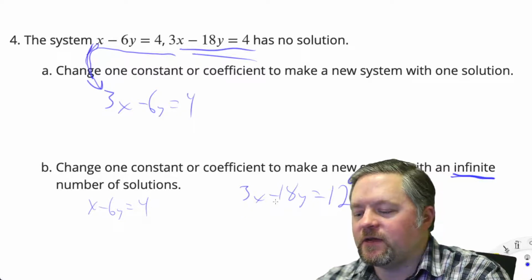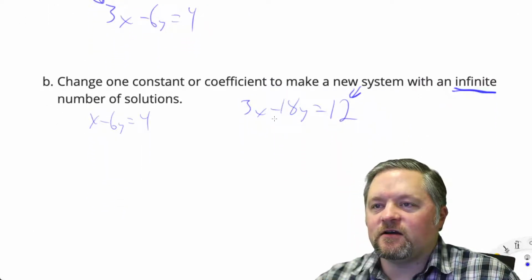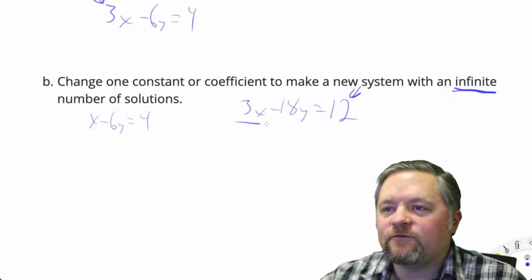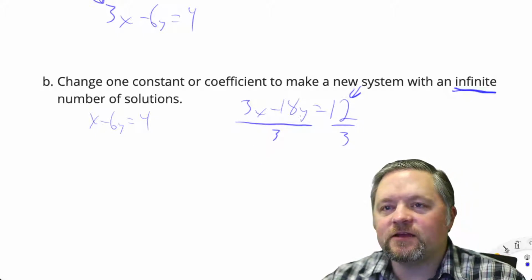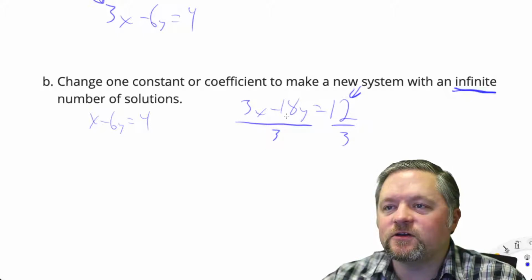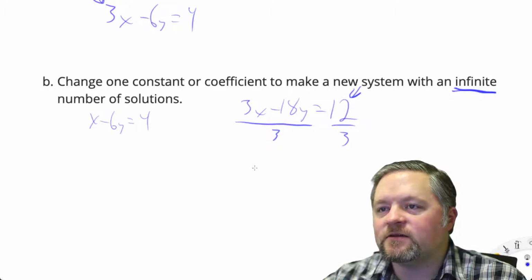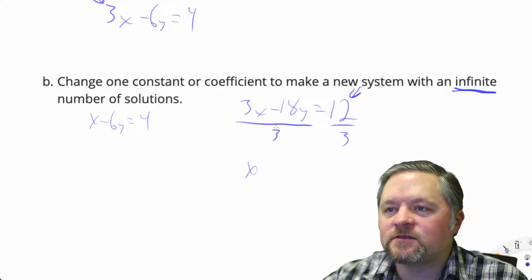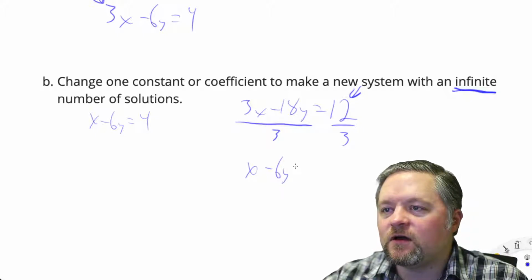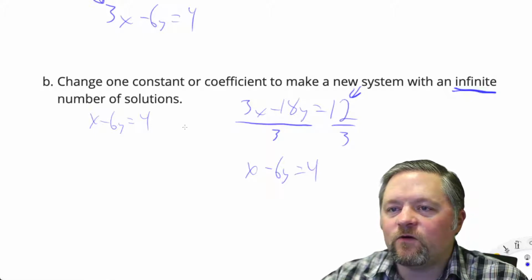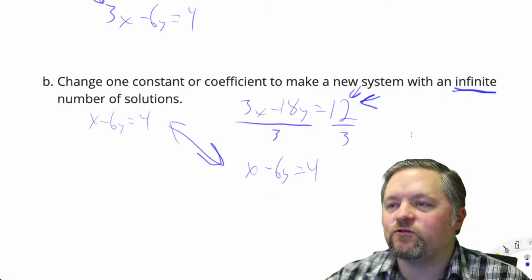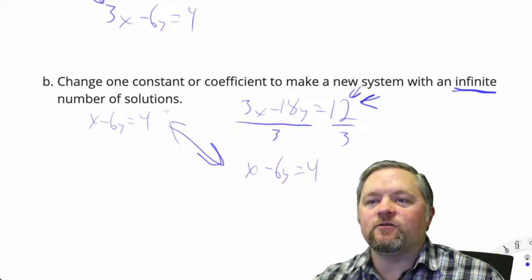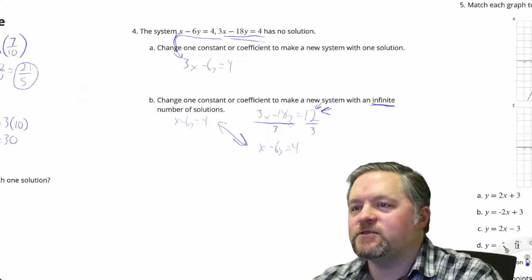I'm going to move this up a little bit now that I've copied that down so my head's not in the way. Because if I look at this, if I divide this whole thing by 3, divided each side by 3, that means the new equation I get is going to be equivalent because everything I did was balanced. 3x divided by 3 is x. Negative 18 divided by 3 is negative 6y. Equals 12 divided by 3 is 4. Hey, these are both the same equation now. So by changing that to a 12, I now have an equation that's identical to the other one. Infinite solutions.